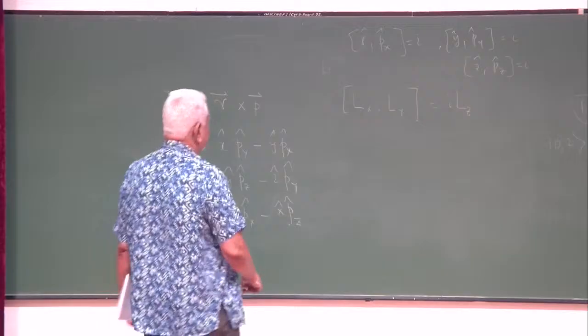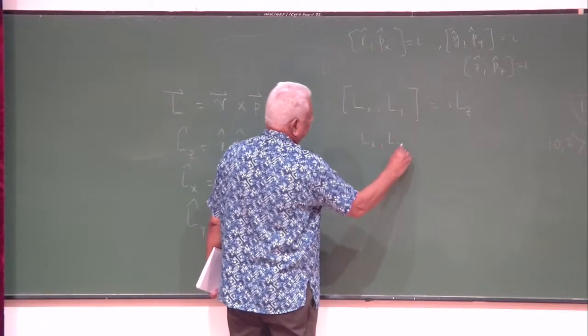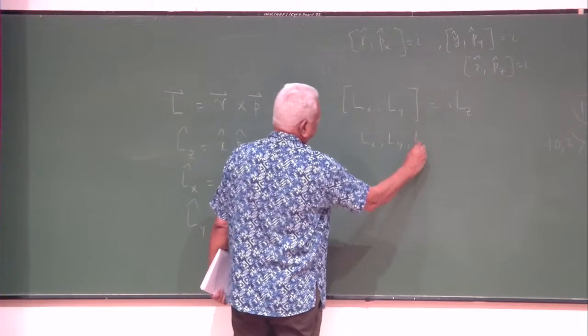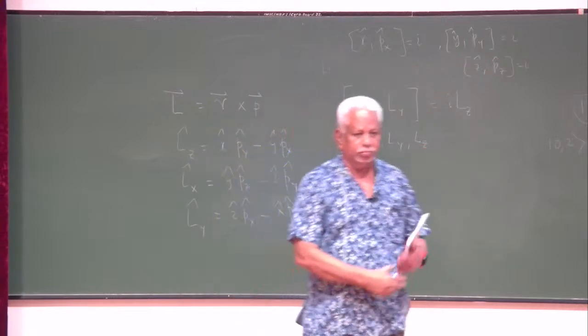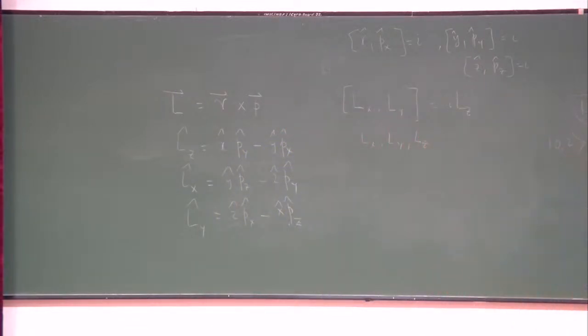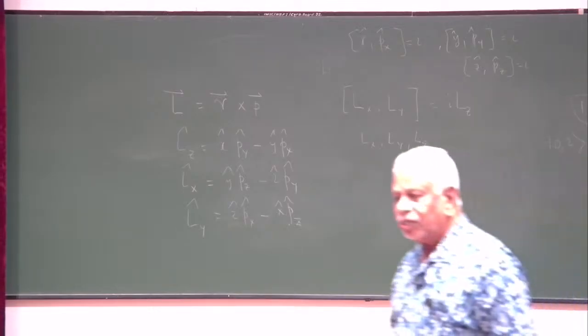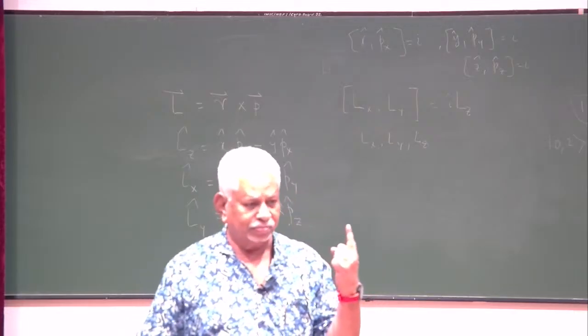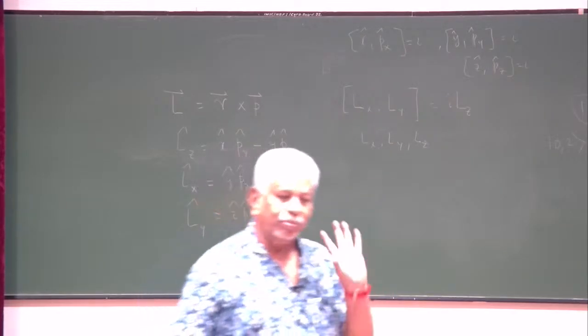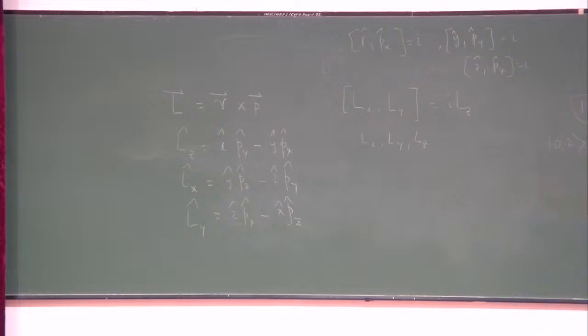So you have three operators, Lx, Ly, Lz, and they are all operators. None of them commute. Lx, Ly is not 0, Ly, Lz is not 0, all those things. So you can't make all of them diagonal. If you make them diagonal, they will all commute, right? At least one matrix you can diagonalize. One of them you can make diagonal. There is no problem with that.